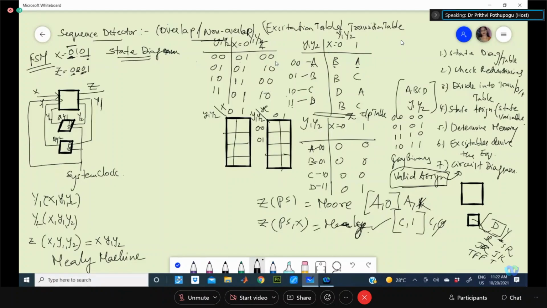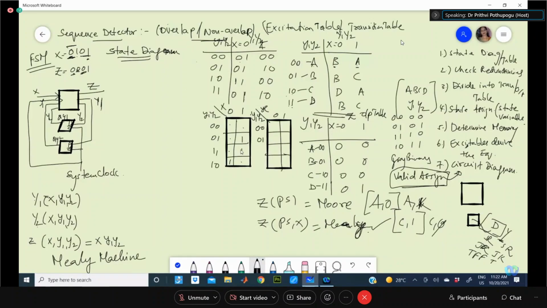Okay. So x is 0 for y1. This is 0, 0, 0, 1, 1, 1, 1, 0. See here, 0, 0. This is 0, 0. And 1, 0 it is 1. 1, 0 it is 1. And 1, 1 it is 0. For x is 0. X is 1, 0, 1. This is 0, 1. And this is 0, 1. That means 0 and this is 1.